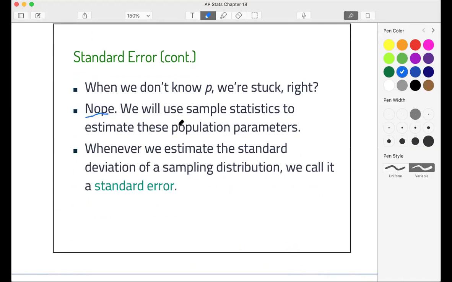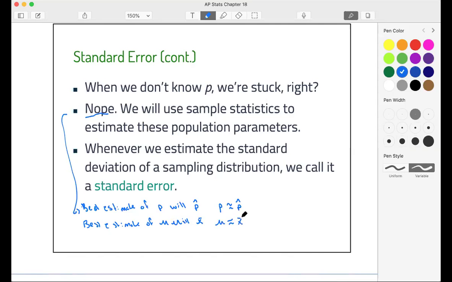So we will use sample statistics to estimate population parameters. So what that means is, okay, the best estimate of what our population p is will be our sample statistic p hat. So we're going to estimate what p is. So p is going to be approximately what our p hat is, okay? And the same thing happens for mu. So the best estimate of our population mean, mu, will be x bar. So we can say mu will be approximately x bar, okay? Now, when we use an estimate to approximate our standard deviation, we get a little bit of an error, and then we're going to call that the standard error as opposed to the standard deviation.